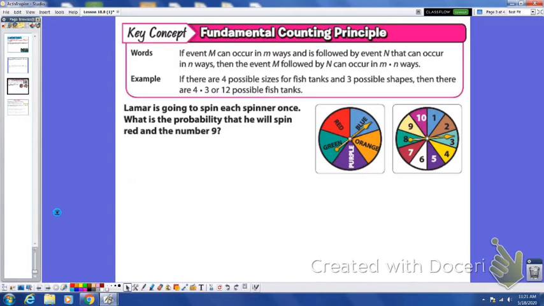if event M can occur in M ways and is followed by event N that can occur in N ways, then the event M followed by N can occur in M times N ways. I know that's a little wordy, but if we look at the example, it says if there are 4 possible sizes for fish tanks and 3 possible shapes, then there are 4 times 3 or 12 possible fish tanks. Now again, keep in mind, this isn't telling you what those 12 possibilities are. That's just giving you a quick way to find that there are 12 possibilities.